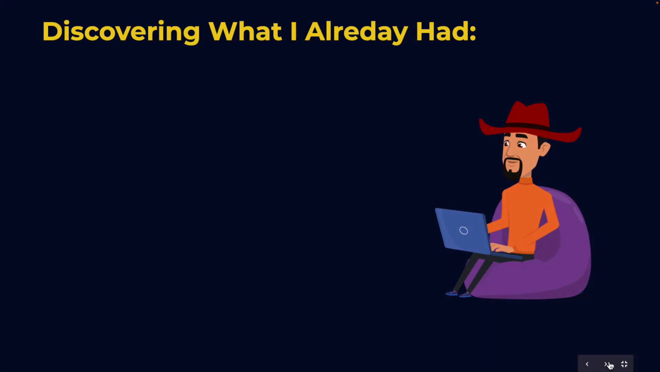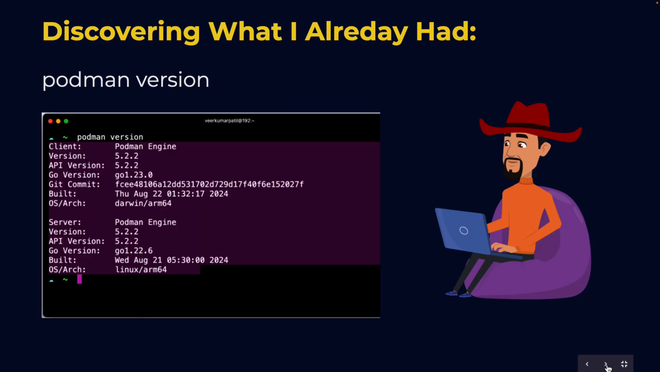First and foremost, whenever I installed Podman, I wanted to find out whether I had installed the correct version or not. For that, the command that you can utilize is podman version. That will give you the information about its client, its server, its API version, its programming language version, its git commit SHA, its OS architecture, and when the build was done. So all this information can be easily checked with podman version.